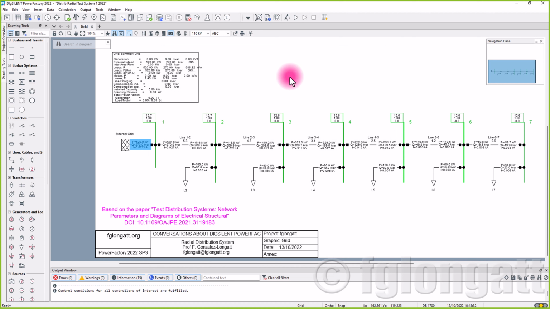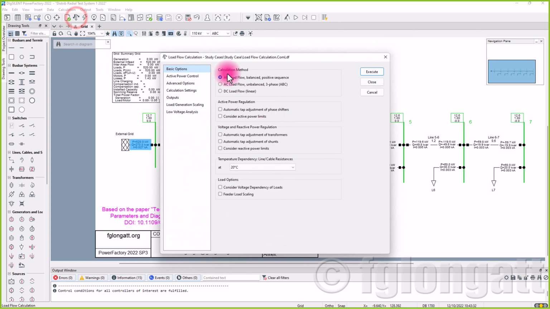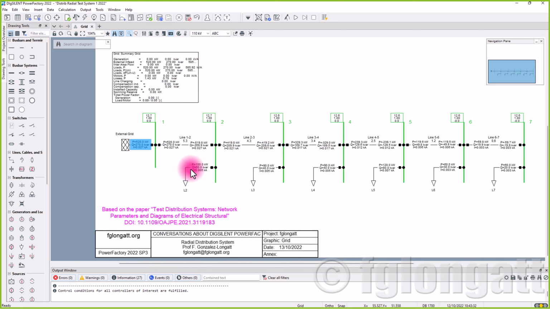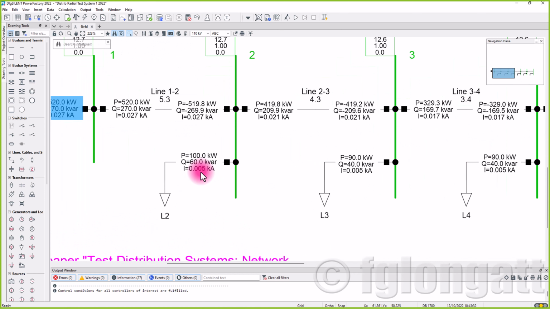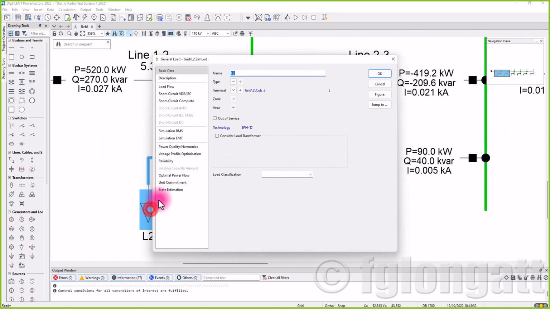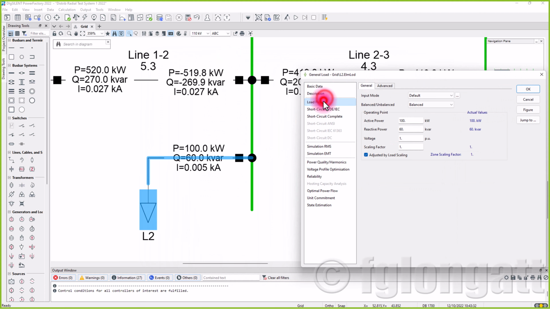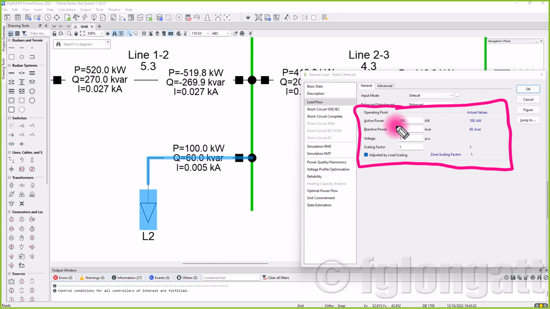Here, you can see the following. If I run the classical load flow, you can see that in this very specific load, load number two, the power flow is here, 100 kilowatts, 60 kVAr. And those values match the operating point. Let me change the color. I don't like this color. Let me use the other one. Those values, 100 kilowatts and 60 kVAr, they match the operating point. You can see that they match.